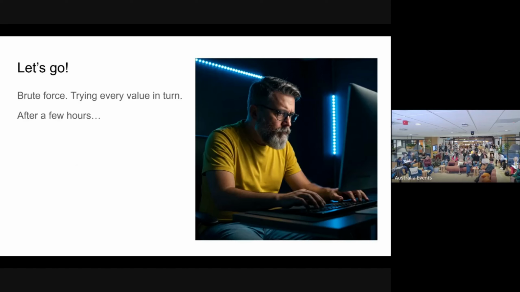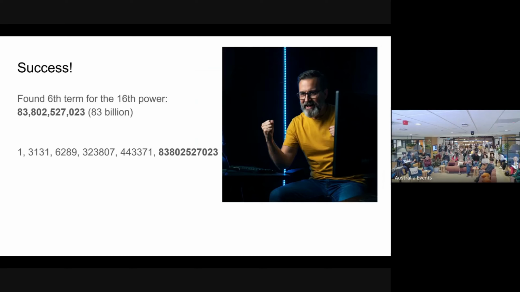So brute force, try every value in turn on the computer, see if we can get an answer here. And after a few hours, I found the sixth term for the 16th power. Never been found before, wasn't known to man, wasn't known to humankind.